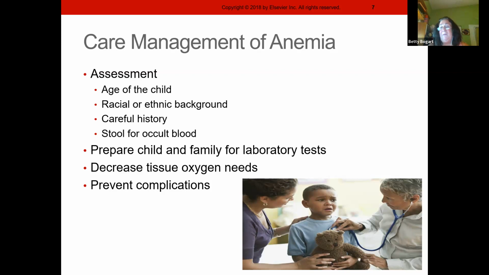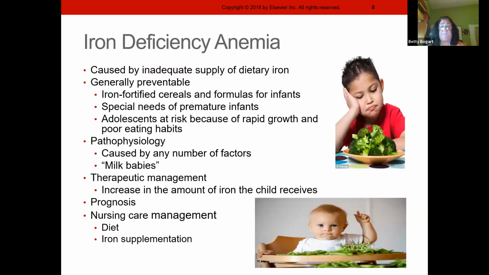And I always make a game of it with the kids. I bet you're going to jump when I do this. They go, no, I'm not. And they jump and I go, ha ha ha, you jumped. And it now becomes fun and the kid's not afraid. And that's my goal for future visits for us. Again, everything we do for this kid, we want to decrease tissue oxygen needs. We don't want them screaming and yelling and going bonkers. We want them to keep calm because there are no reserves on many of these kids. I've seen kids with 5 and 6 hemoglobins, and that's quite low.